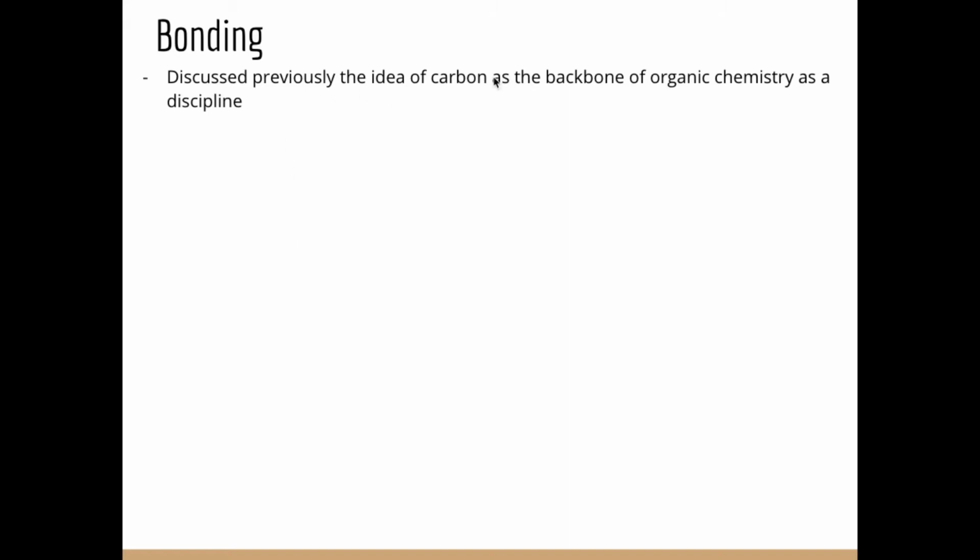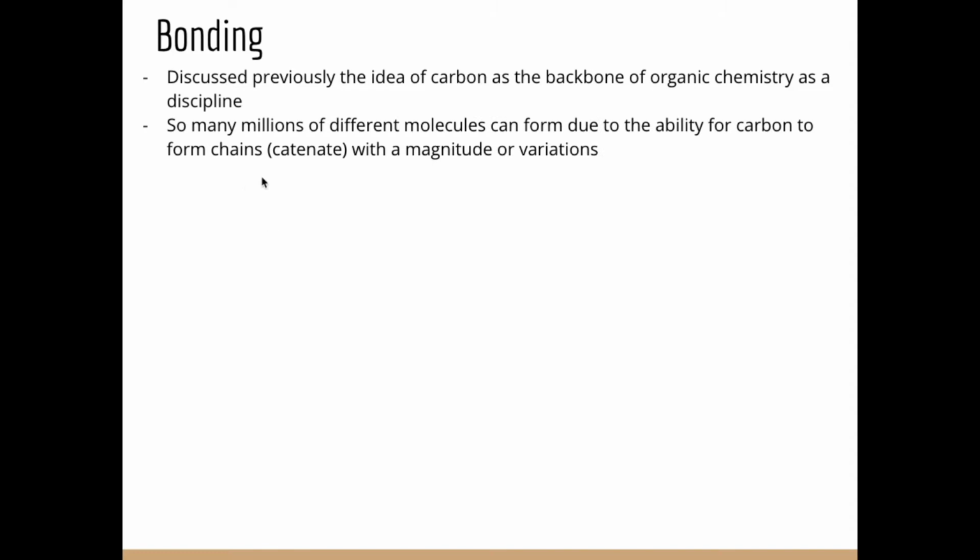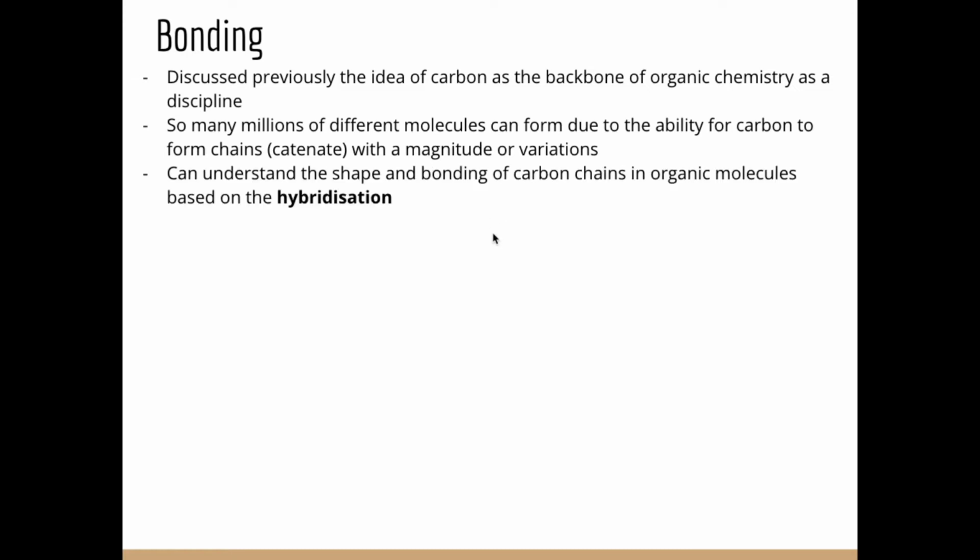We discussed in the previous lesson that carbon is the backbone of organic chemistry as a discipline. We concatenate carbon into millions and millions of different chains, rings and branches, and there's a magnitude of variations and combinations, which is why organic chemistry is such a versatile and interesting discipline. Now, like I said, we're going to link our two-dimensional diagrams to three-dimensional reality by looking at the shape, the molecular geometries, of our carbon chains in organic molecules.